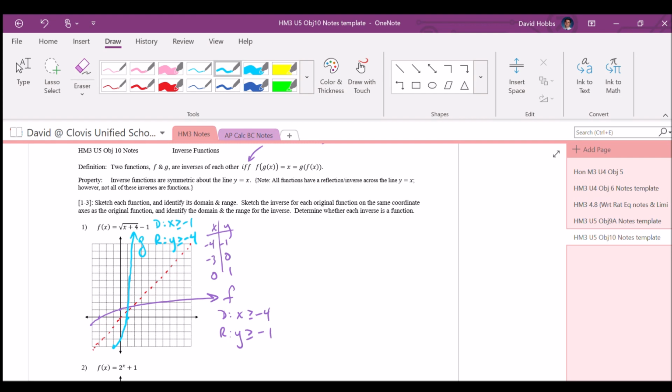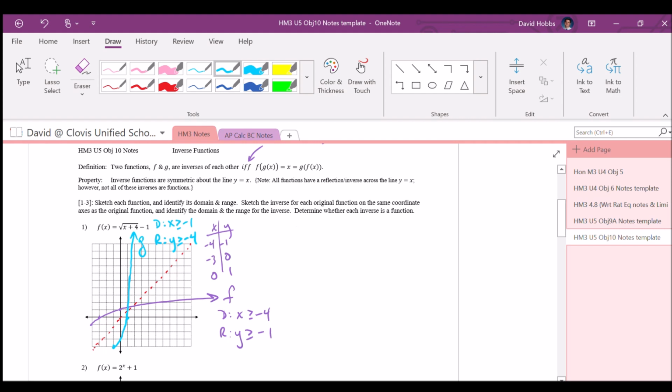Okay, so that's pretty much what was asked for us to do for this problem. Okay, did we notice anything else? I am noticing that with the domains and the ranges there's some sort of similarity going on here. The domain of the original function is x greater than or equal to -4, and I see that the range for the inverse is y greater than or equal to -4. And the range for the original function is y greater than or equal to -1, and the domain for the inverse is x greater than or equal to -1. Wonder if there's something about that.